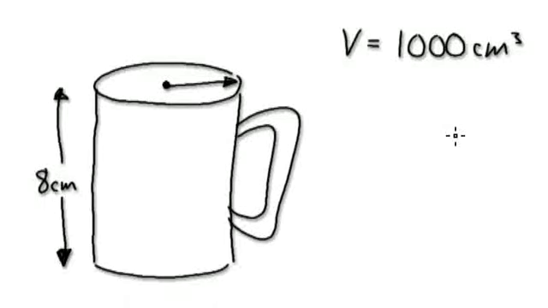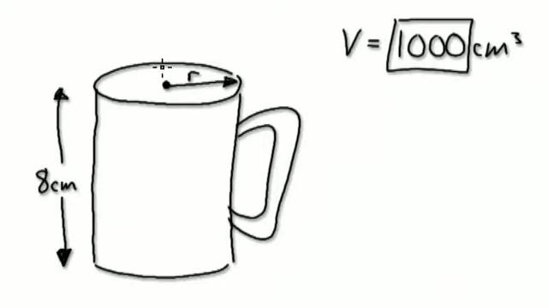Now you're still working for that same company as the previous video. Your boss is telling you to design a different mug now. It has to have a height of 8 centimeters, and it has to be able to hold this amount of water, this amount of liquid. So the volume has to be 1000. The height is non-negotiable. It has to be 8 centimeters.